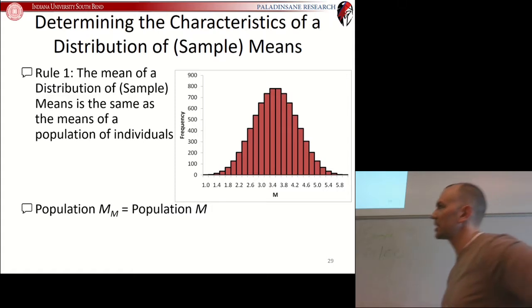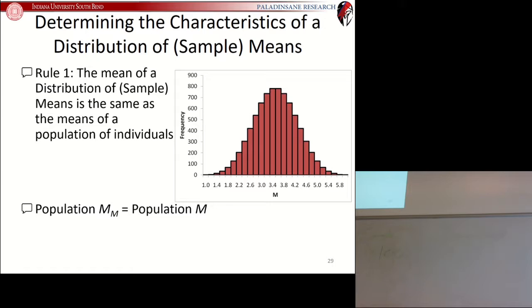So in your textbook, this is your distribution of sample means. This is your population distribution. So what it's saying here is that the mean of your distribution of sample means is the same as the mean of your population. It'll write it out like this. So the mean for the distribution of sample means is the same as the mean for your population.